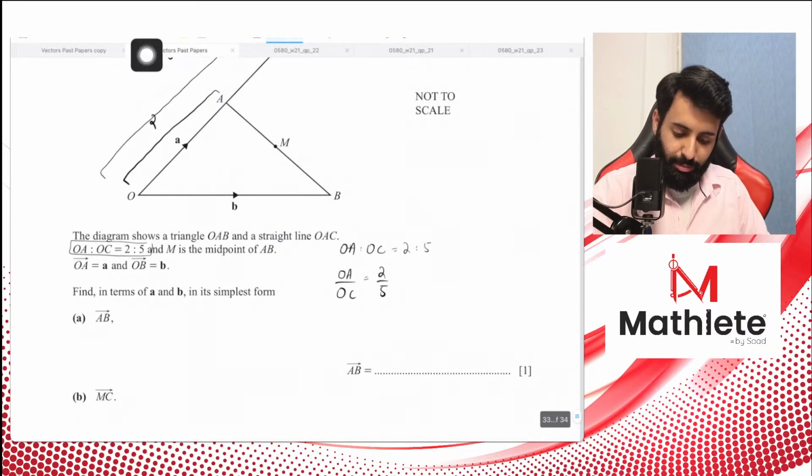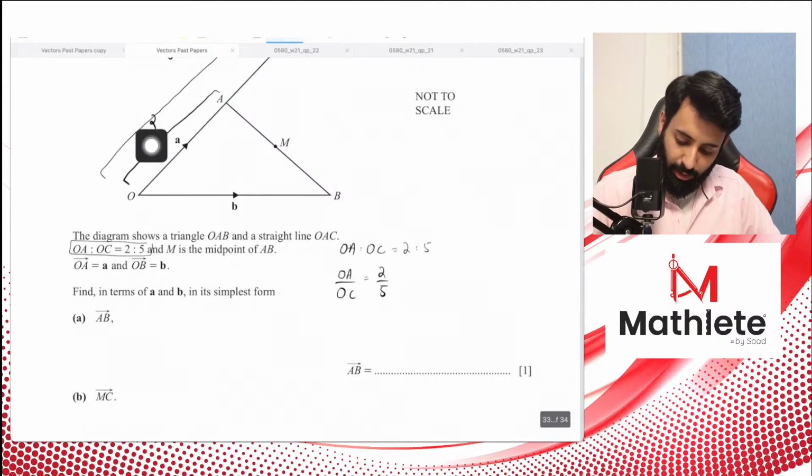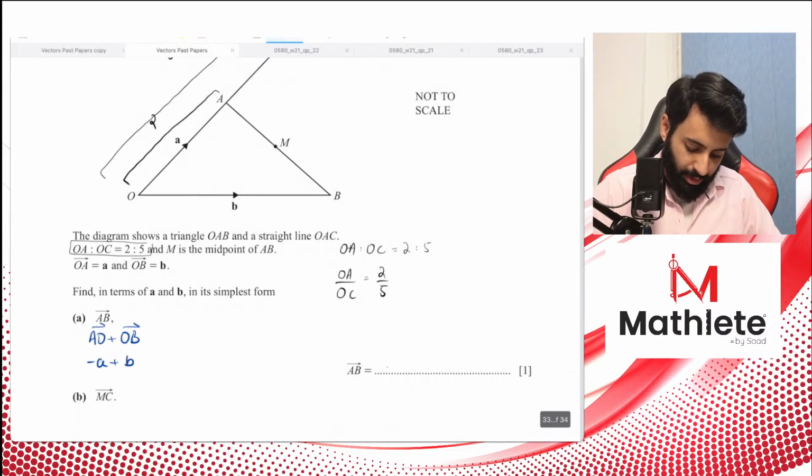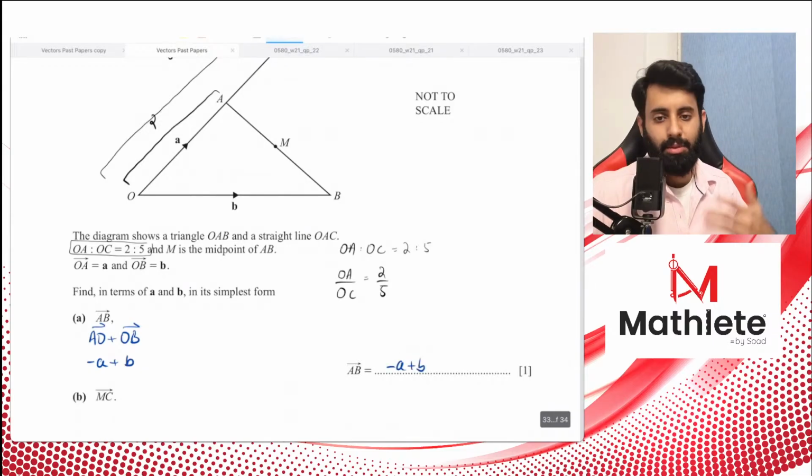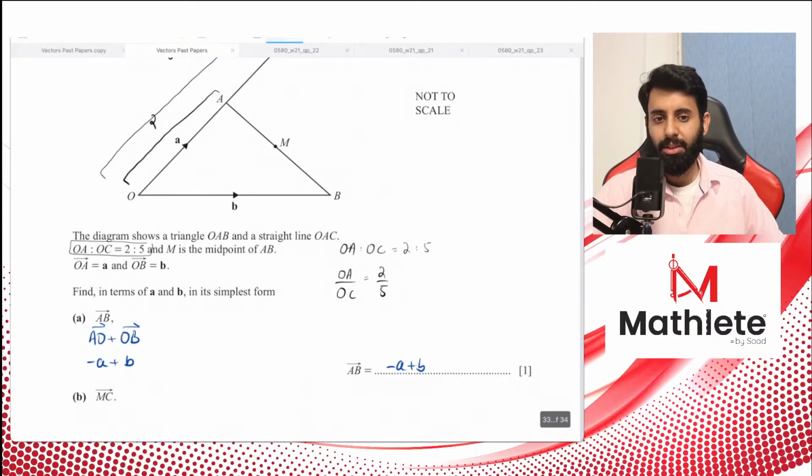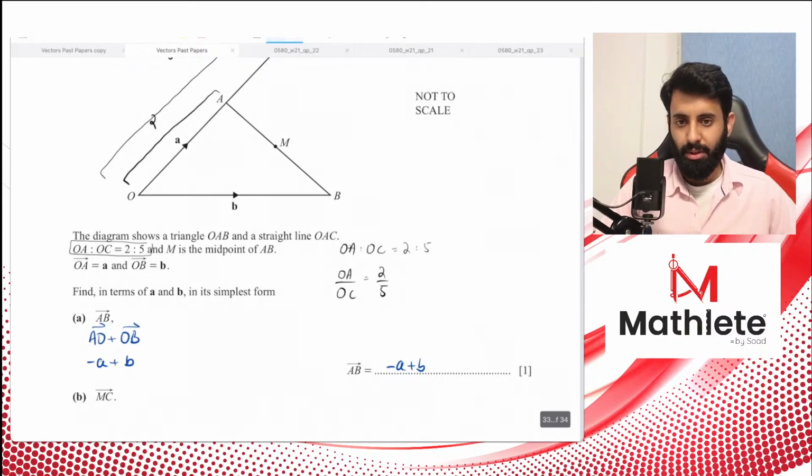So what you should do is pick a route that takes you from A to B. Here's what I'm going to do. I'm going to go from A to O, and then from O to B. So A to O is going to be minus A, and O to B is going to be B. So there you go, minus A plus B. And why minus A? I hope everyone's aware of this concept. The reason it's minus is because we're going in the opposite direction.